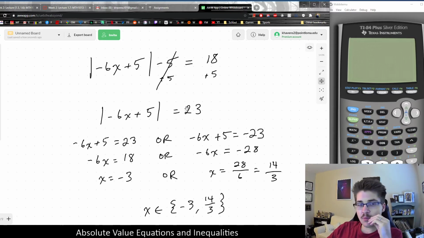Also, when applying the same ideas towards inequalities, what I actually wanted to do is solve the same exact equation, but let's say it's an inequality.